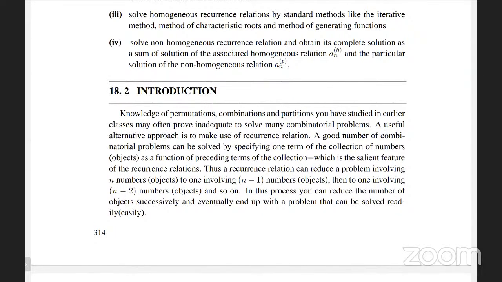And partitions, how many partitions we can classify, that partitions also we can make. All these combinations we can discuss. This kind of unit is called recurrence relations. This recurrence relation reduces the problem involving n number of objects to one involving n minus one number of objects, then one involving n minus two number of objects.